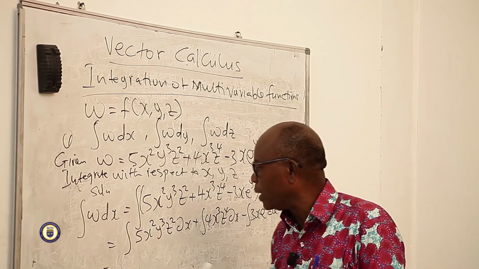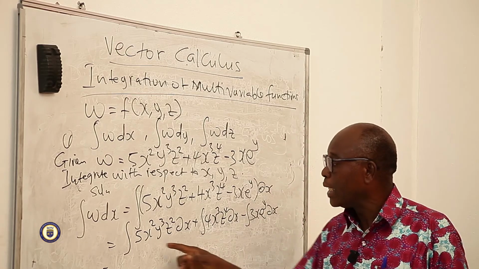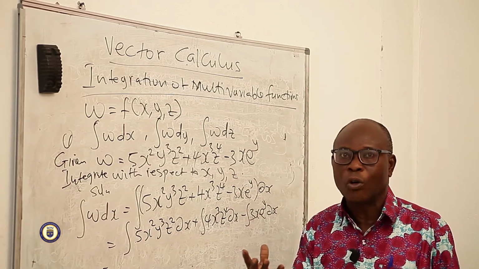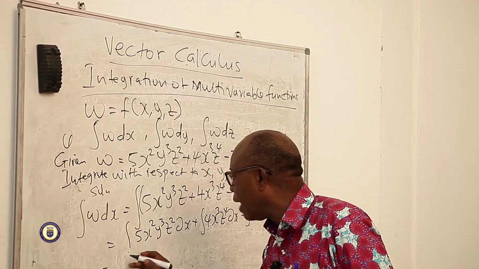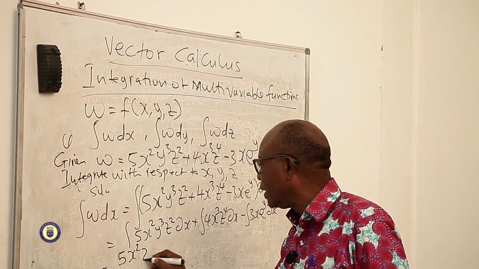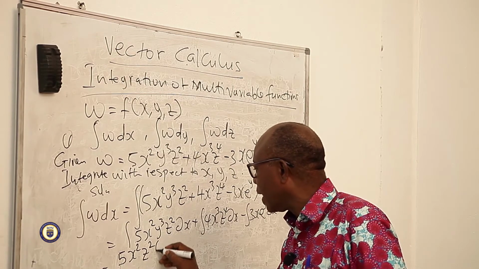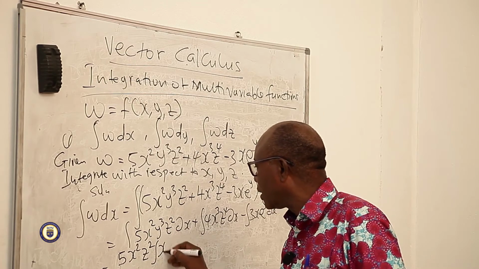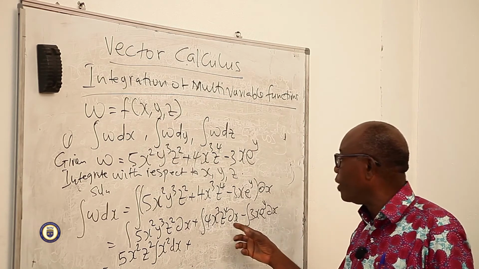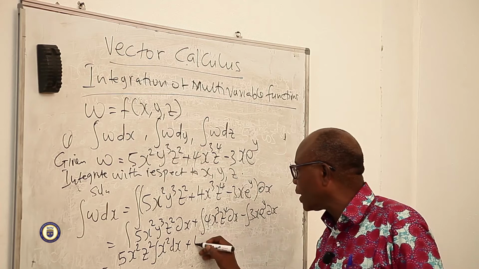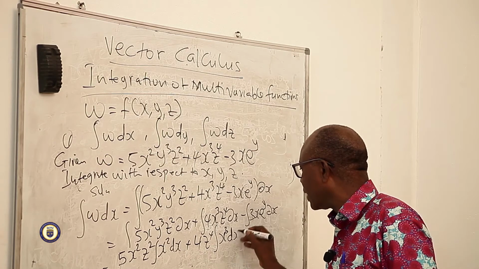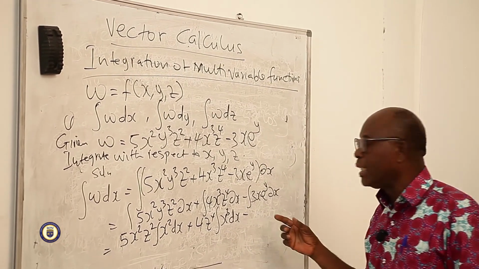And so this is how we do it. You see that in this case we are integrating with respect to x. So 5y cubed z squared remains constant. So we can bring them out. So we're going to have 5 y cubed z squared times the integral of x squared dx, plus we are integrating with respect to x. So 4 is a constant, z to the 4 is a constant. Then integrate x cubed with respect to x. Then the last one, we are integrating with respect to x.